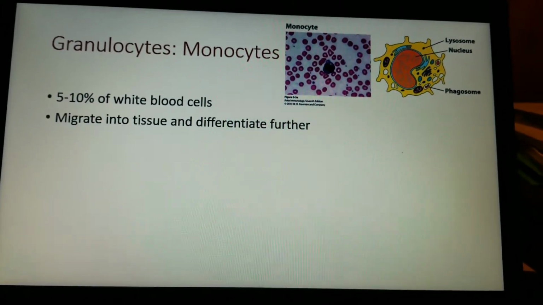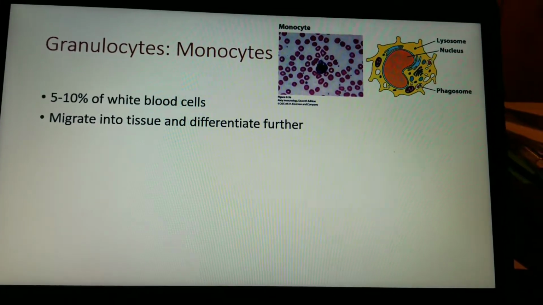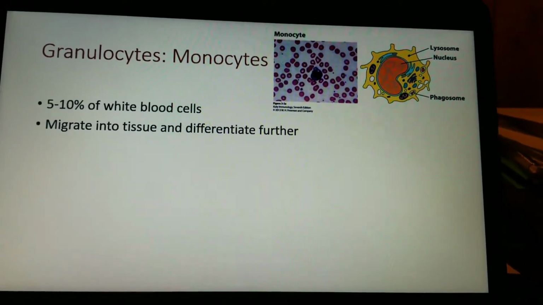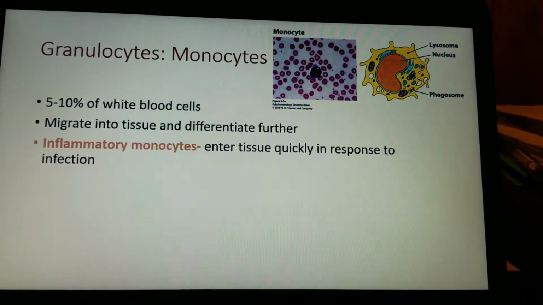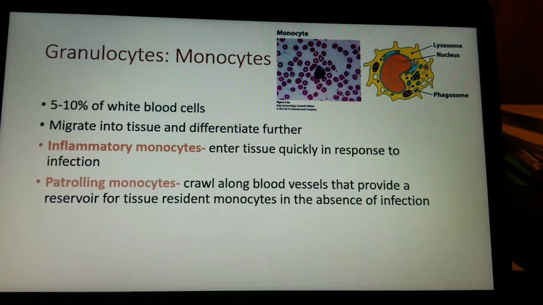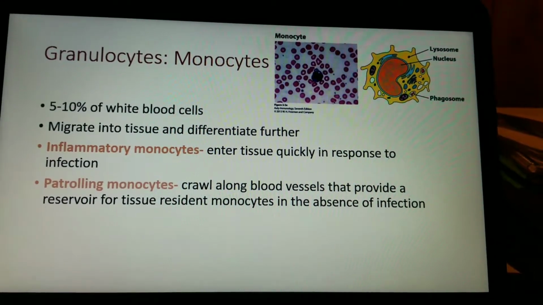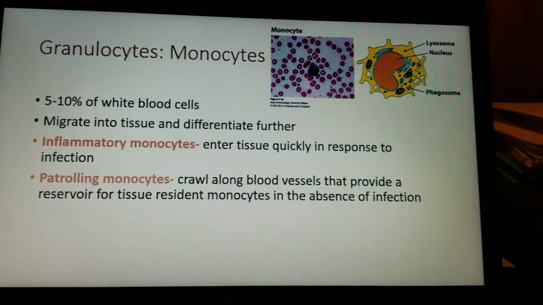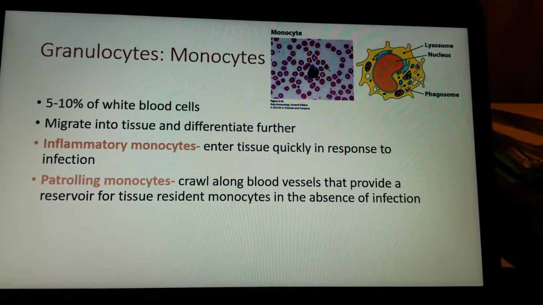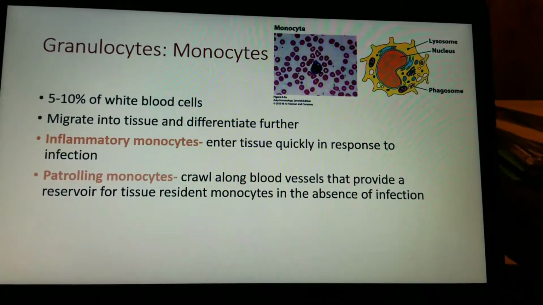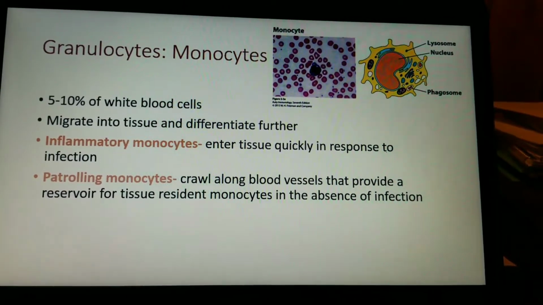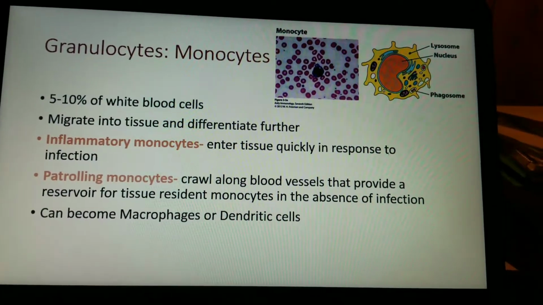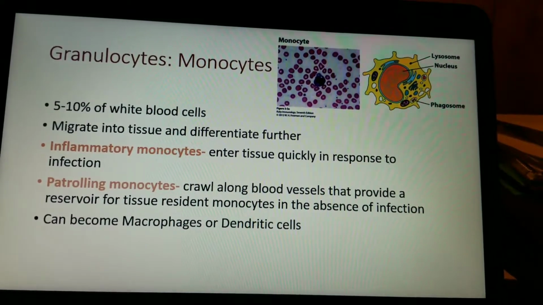The next kind of granulocyte is monocytes, which account for 5 to 10% of white blood cells. They migrate into tissue and then differentiate further. There are two basic types. There are inflammatory monocytes, which enter the tissue quickly in response to infection, and patrolling monocytes, which crawl along blood vessels and provide a reservoir for tissue-resident monocytes in the absence of infection. When they differentiate, they either become macrophages or dendritic cells.